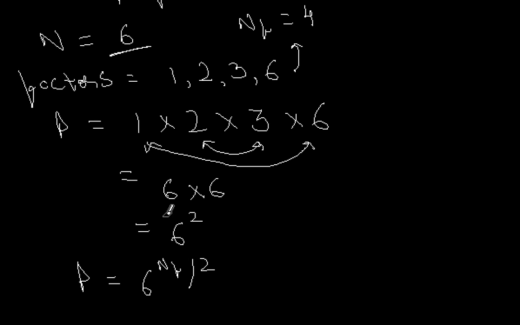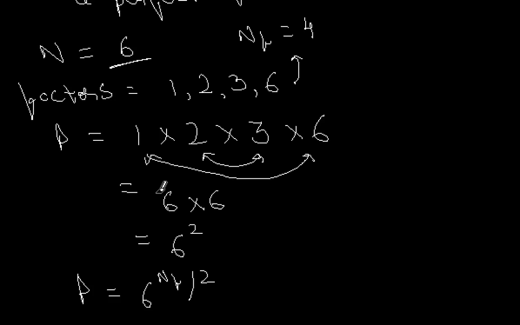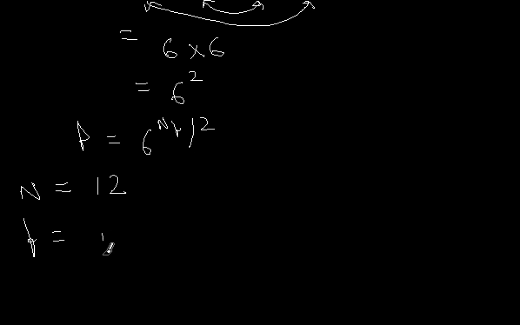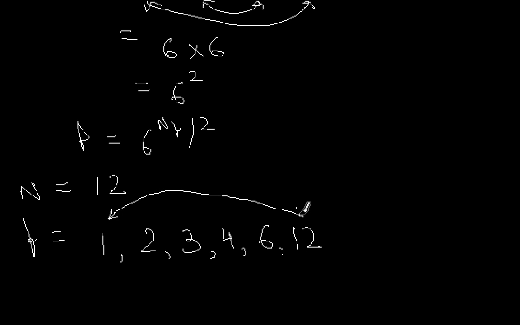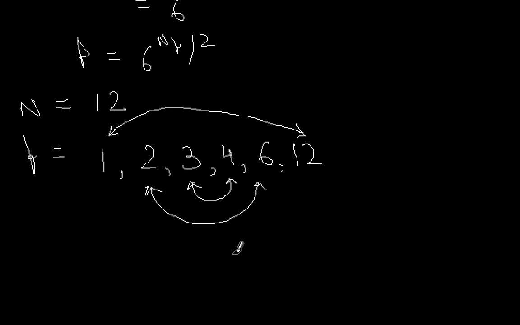This will always be true because whenever we write the factors, we will always get a counter factor which when multiplied by 1 will give us the number N. So basically we can always find a pair of numbers whose product is the same number N. Let's take another example to understand this. Let's take N equal to 12. Here the factors would be 1, 2, 3, 4, 6 and 12. Now we can again form the pairs. 1 and 12 product will give us 12. 2 and 6 product will give us 12. And 3 and 4 product will give us 12.